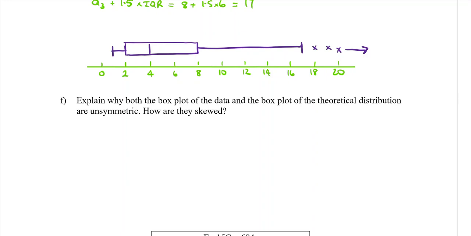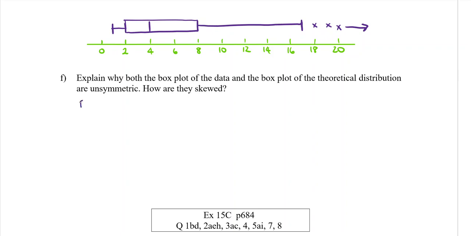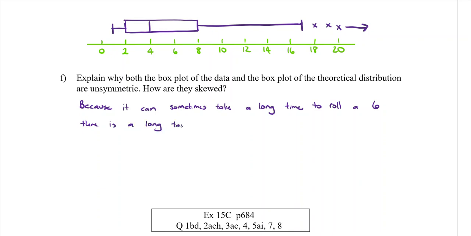Okay? So, how are we going to explain that? Because it can sometimes take a long time to roll a 6. There is a long tail on the RHS for right-hand side. Okay, hence the data is not symmetrical.